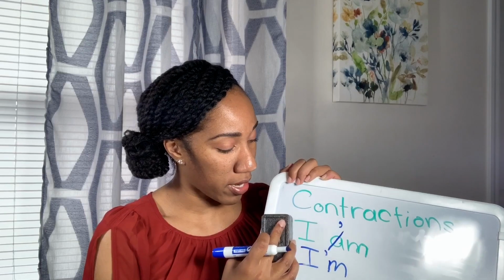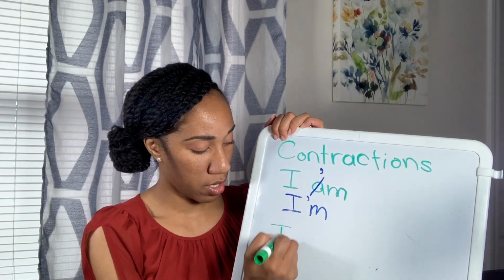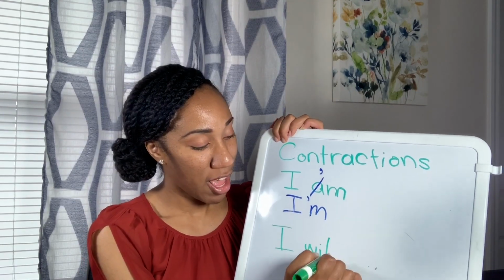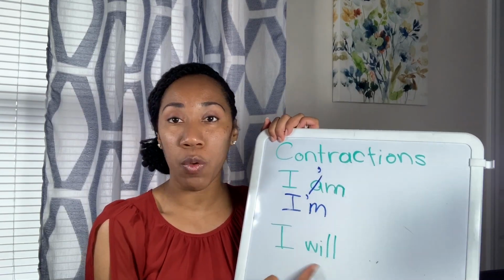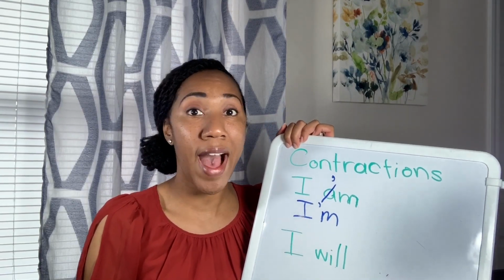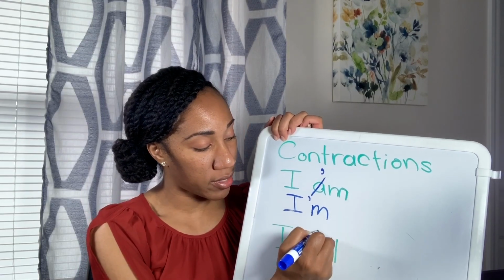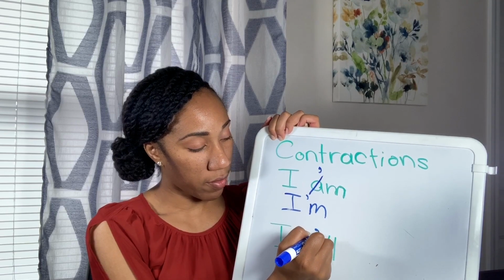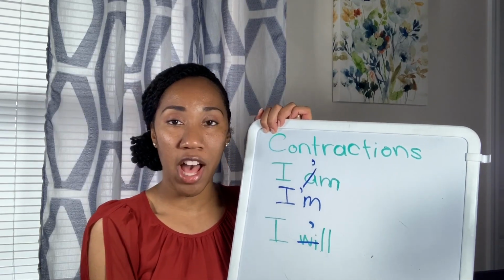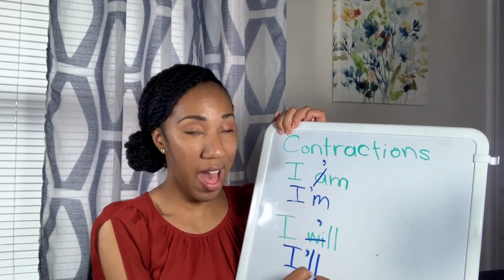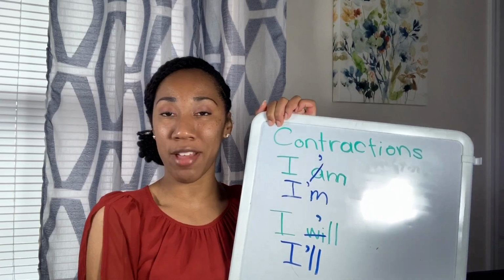So let's do another example together. How about I will? I will have a dream about apple pie while I'm taking my nap. So I have my two words, I will. If I want to say that in a shorter way, I could make a contraction. I'm going to get rid of the letters W-I instead of those letters. Now we have an apostrophe there. So the contraction is I'll have a dream about apple pie when I take my nap. Okay? So that's how we make contractions.